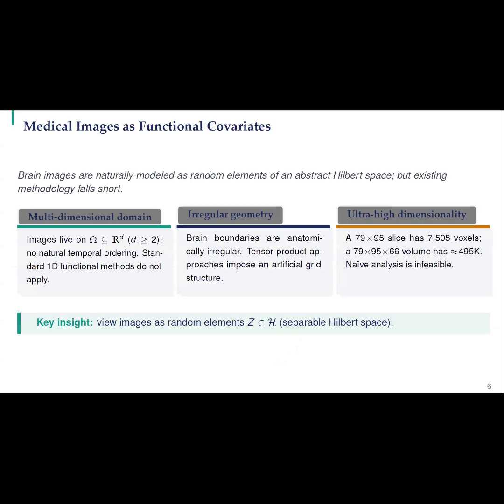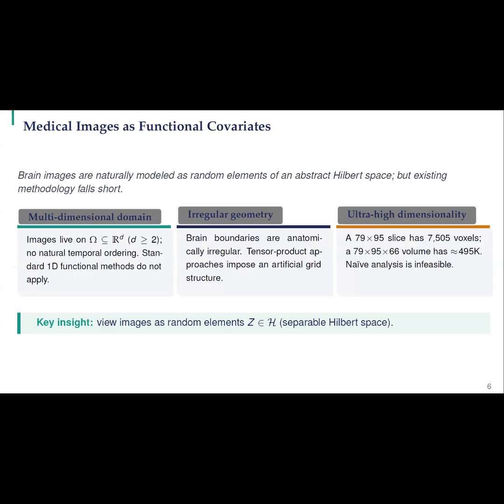So brain images are naturally modeled as random elements of an abstract Hilbert space, but existing methodology falls short. There are a lot of really good methods, but I'm going to try to articulate this a little bit clearly. One of the challenges is that this is multidimensional data, more than two. One-dimensional functional methods are not going to work. There exist two-dimensional methods. I'm just trying to emphasize that. Irregular geometries: tensor product approaches impose an artificial grid structure, at least currently, but there are some nice features about the tensor-based approach that can also be utilized.